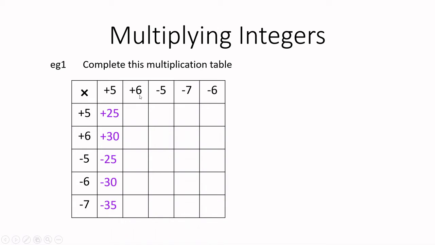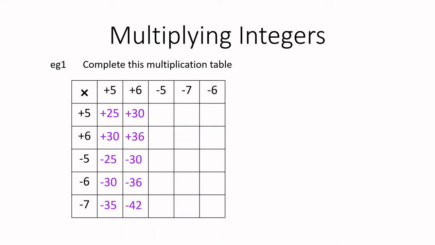Moving over, positive 6 times positive 5, they're both positive, so my answer is positive, it's positive 30. Then positive 6 times positive 6, my answer will be positive, that's positive 36. Now positive 6 times negative 5, opposite signs here, my answer is negative 30. Then positive 6 times negative 6, opposite signs again, that's going to be negative 36. And positive 6 times negative 7, opposite signs, my answer is negative 42. Go ahead and hit pause and see if you can fill in the rest for yourself. I'm just going to keep going.